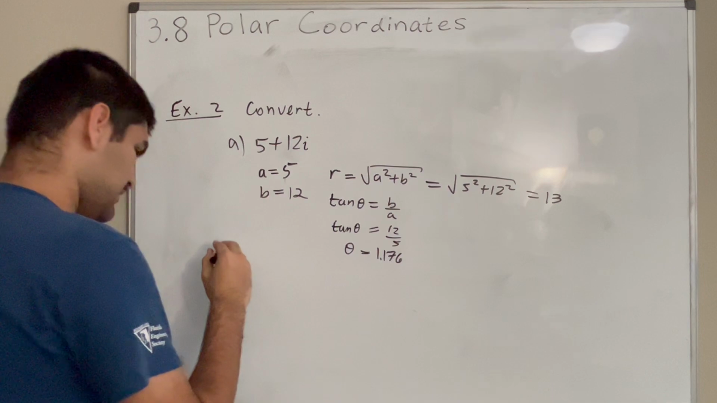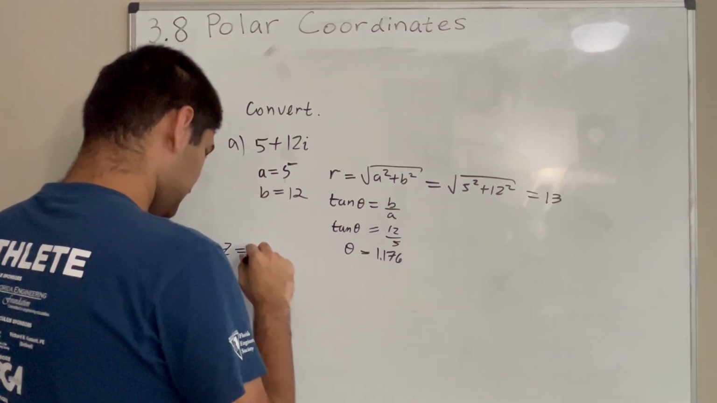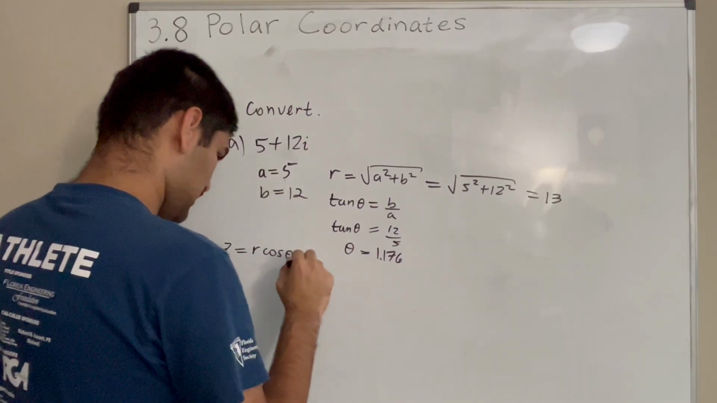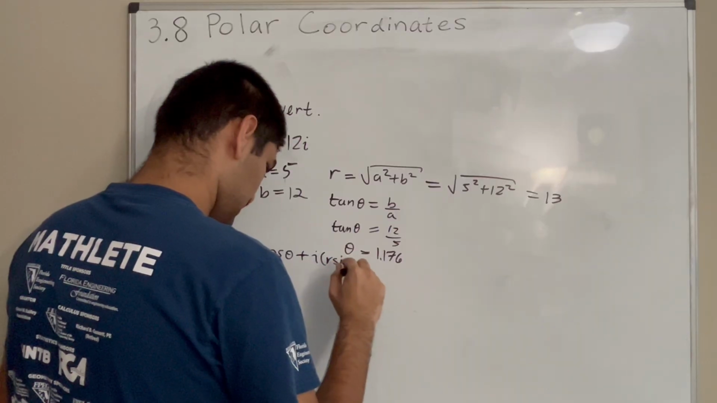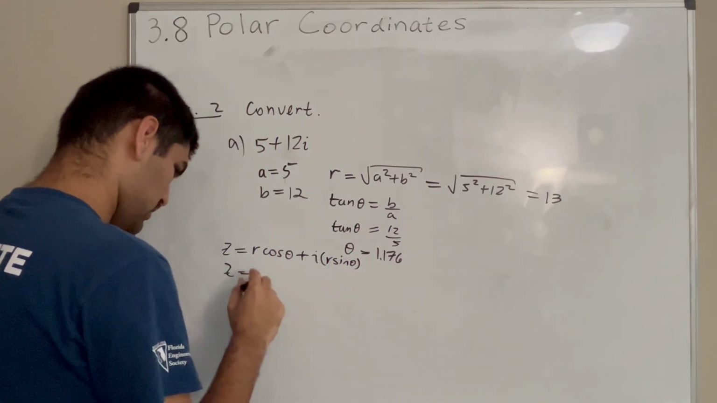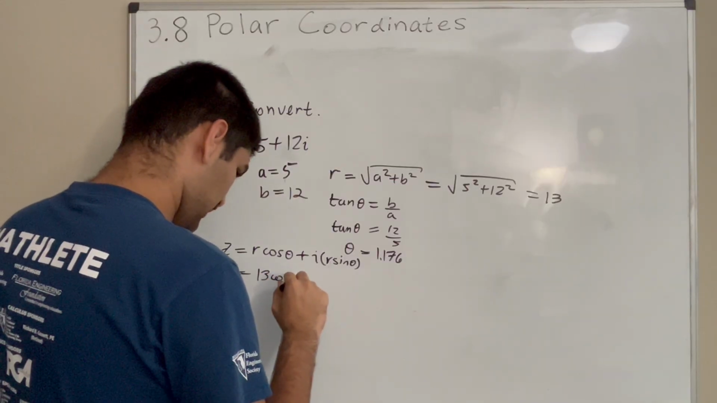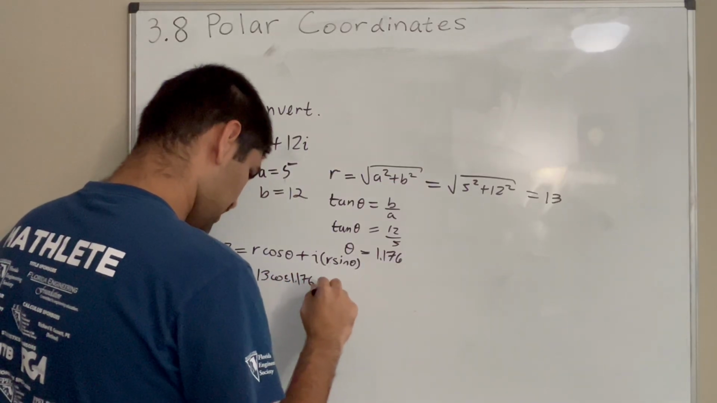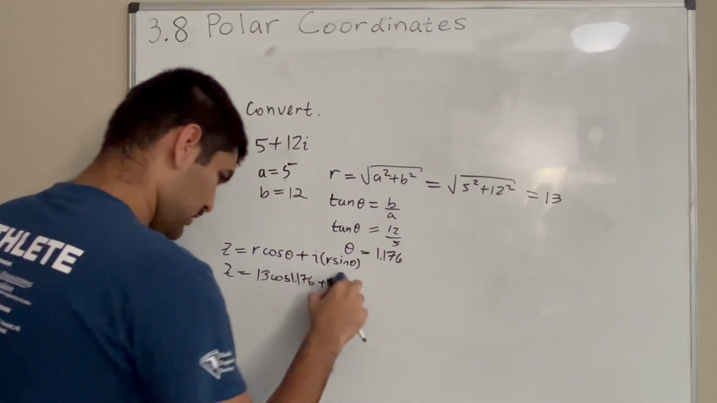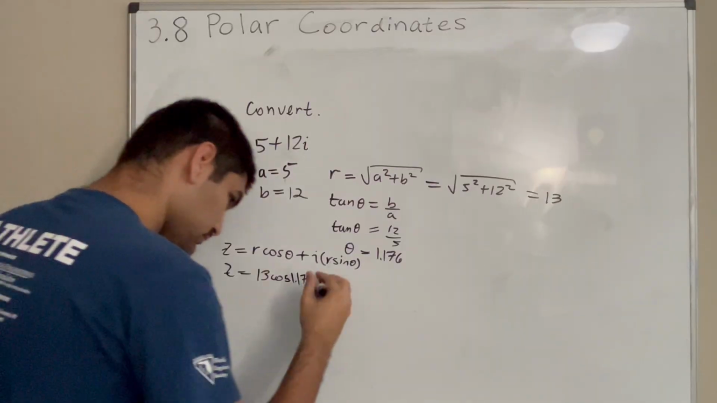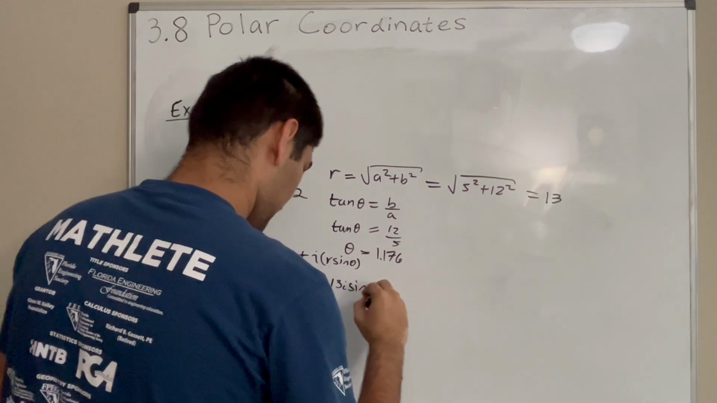Okay, so then we can rewrite z as r cosine theta plus i times r sine theta. So we have 13 cosine of 1.176, plus 13i sine of 1.176.